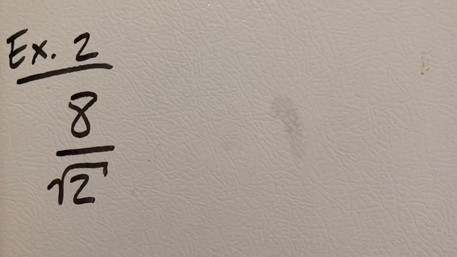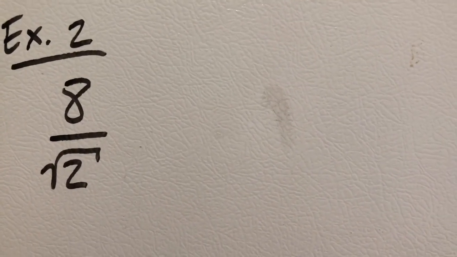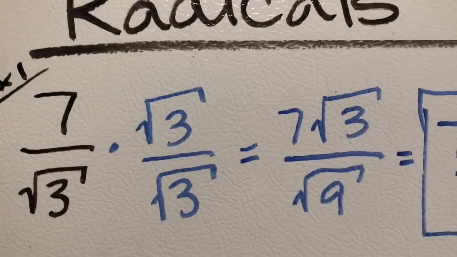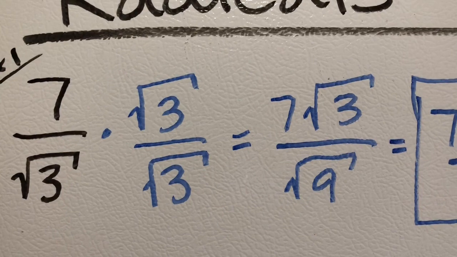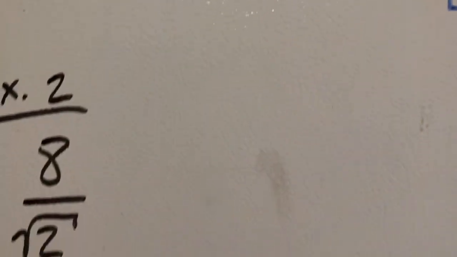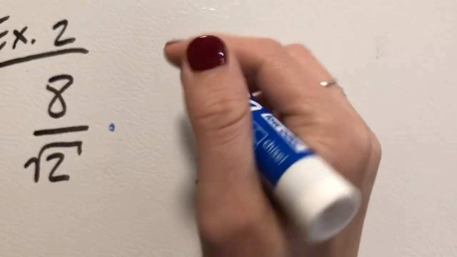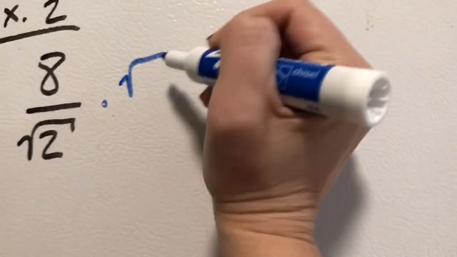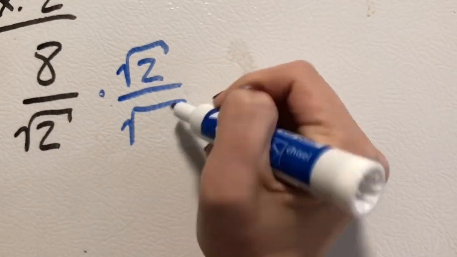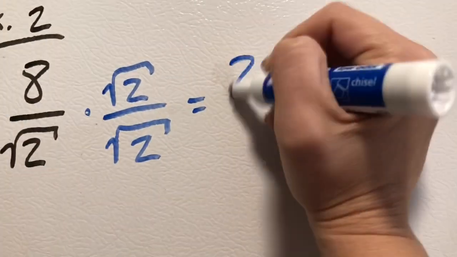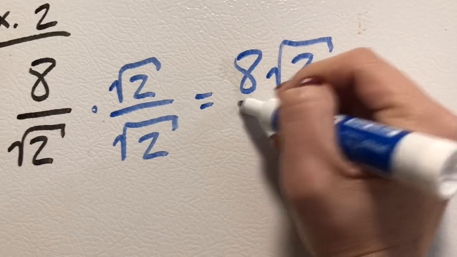So in this case, we always want to ask ourselves, what am I multiplying by in order to get rid of that radical? In that last one, we multiplied by radical 3 over radical 3 because that was the denominator. In this case, we've got that radical 2, so I'm going to be multiplying by my radical 2 over radical 2. So in the numerator, similar thing, I've got my 8 radical 2.